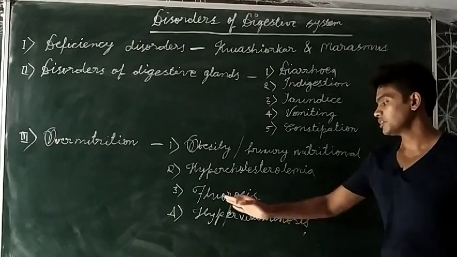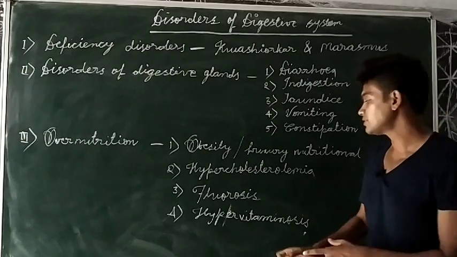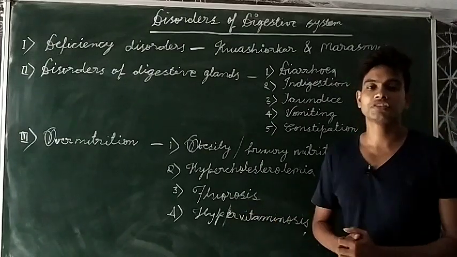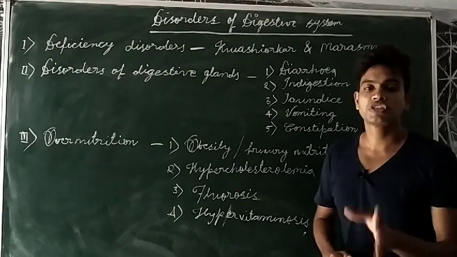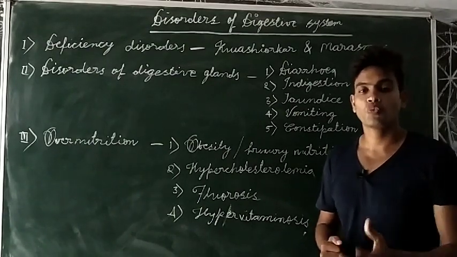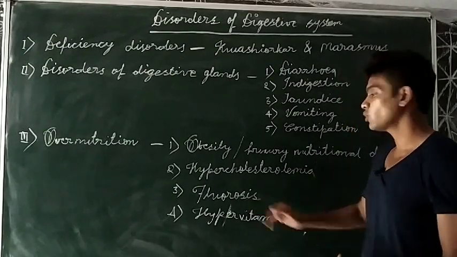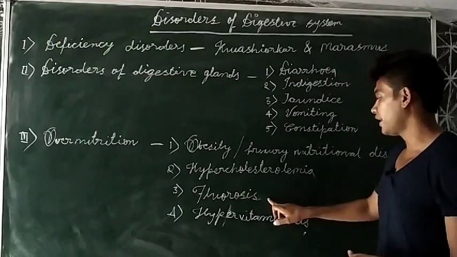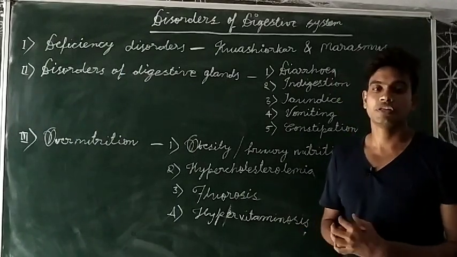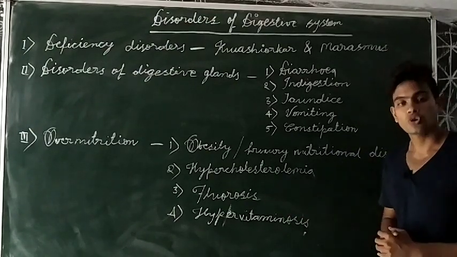Now, next is fluorosis. What is fluorosis? As the name suggests, fluorosis is nothing but an excess of fluorine, which constitutes 0.5 to 0.7% of our teeth and bones. Now, excess of fluorine damages the enamel of the teeth and it causes excess deposition of calcium in the bones. So, this condition is called fluorosis.